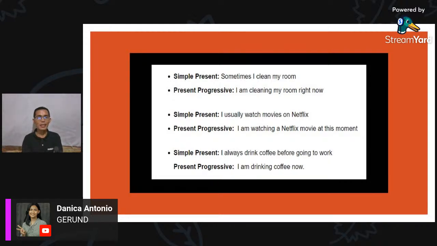Next, another example, we have the simple present. I usually watch movies on Netflix. That is now the most known platform; we now watch Netflix. So, I usually watch. We have the word usually as our signal word. Next, present progressive: I am watching a Netflix movie at this moment. So we have watching. It's an -ing form, so it's present progressive.